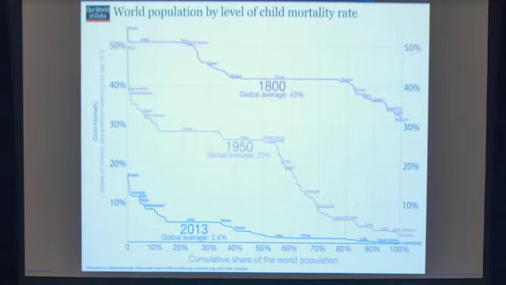But still some countries, and we've heard a lot about this, are still suffering from very poor health. Angola is now the country with the highest child mortality of just 17%.